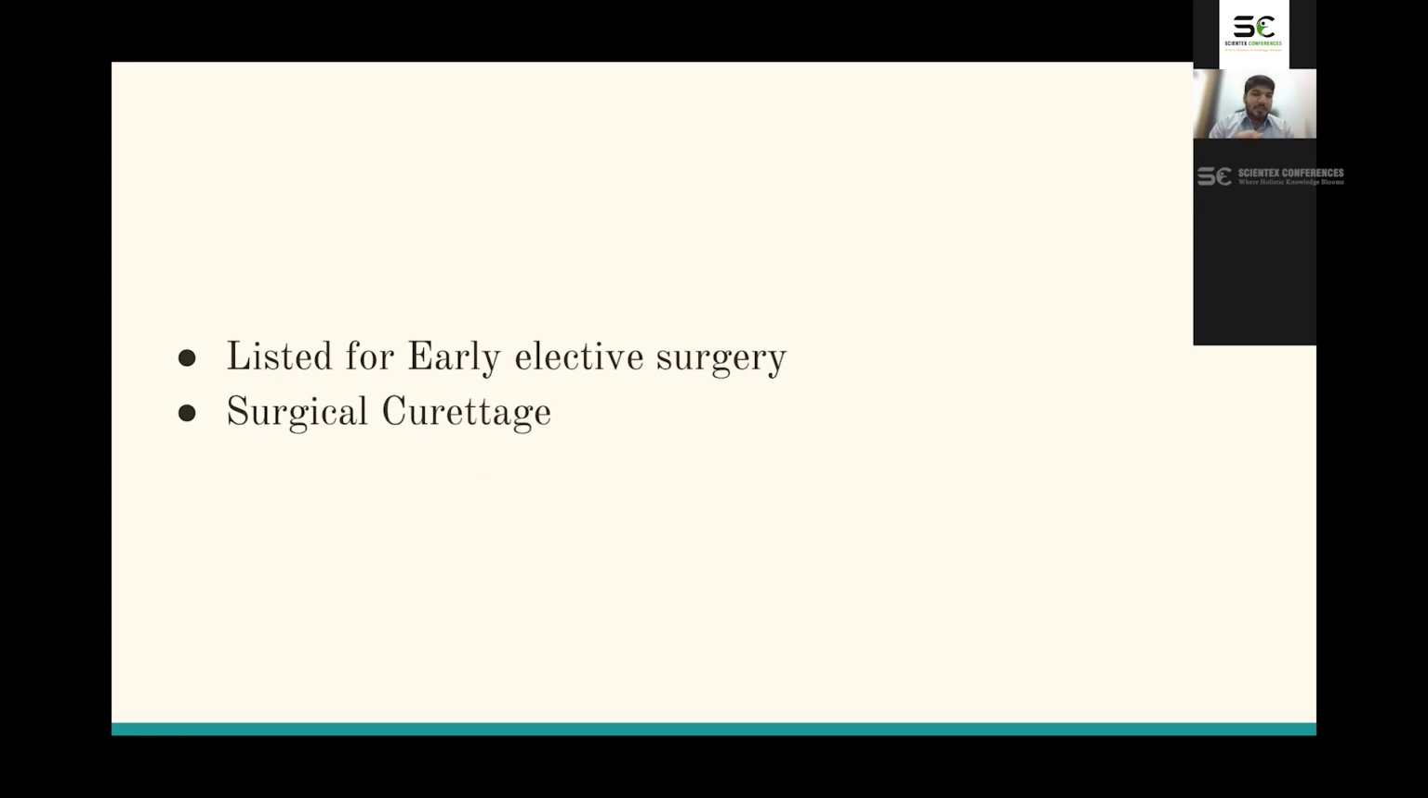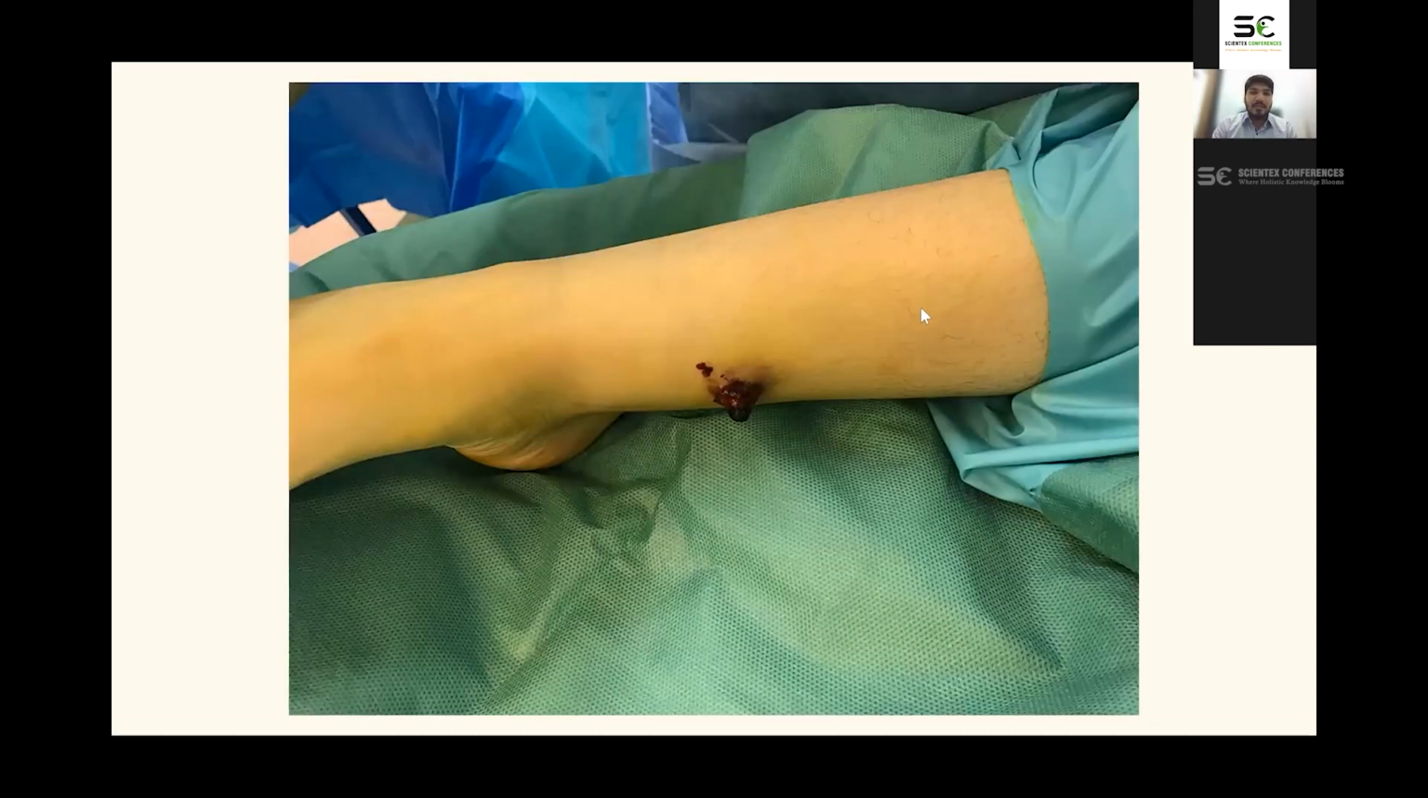Now I'll show you some pictures and you'll understand the progression of Brodie's abscess. If she had been left undiagnosed for a few more weeks, someone would have definitely noticed it because of how it looked when she came for the surgery. That's how the abscess looked: it had extruded out, coming out through the skin when she was here for the surgery.